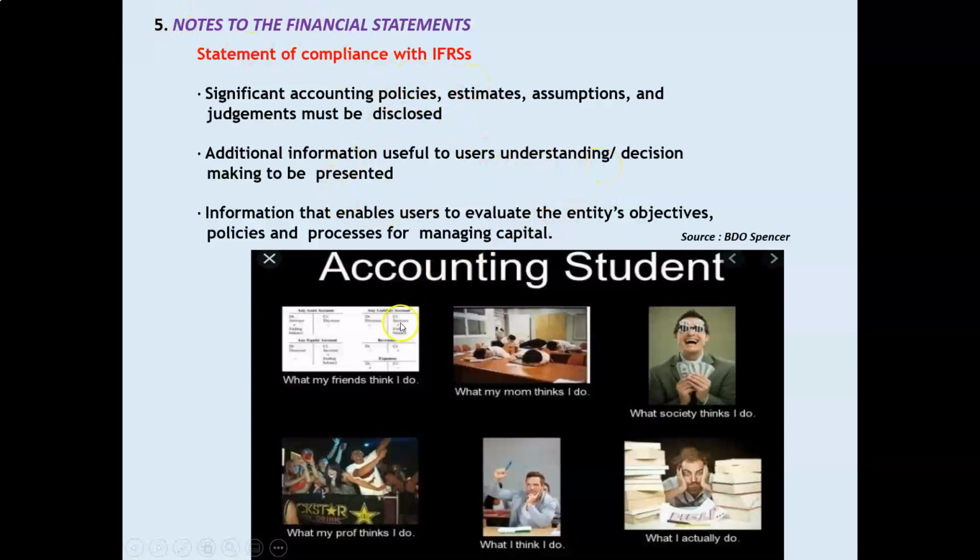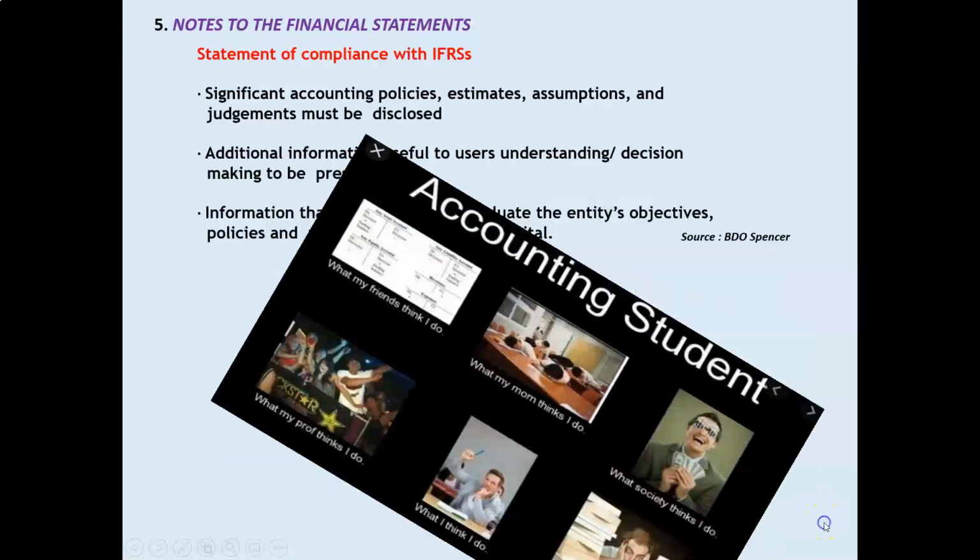You can look at this, what an accounting student, this one, what my friends think, what my mom thinks. What society thinks, what my prof thinks. Yeah, it's a bit difficult under current circumstances, but I'm sure if I want to make a plan, I can. What I think I do, very conscientious, what have you, and what I actually do, suffer.